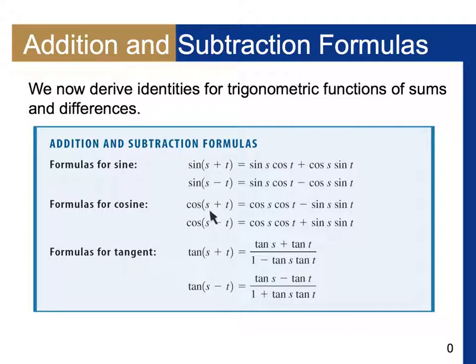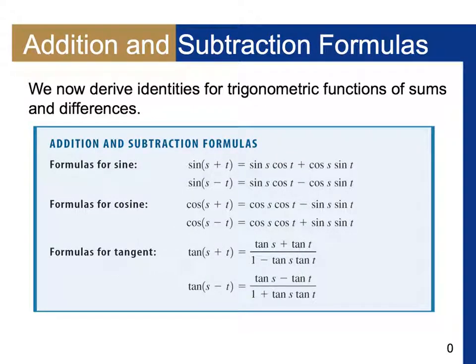Cosine of s plus t is the cosine of the first angle times the cosine of the second angle minus the sine of the first angle times the sine of the second angle. So this is cosine times cosine minus sine times sine for a plus. And for subtracting two angles, s minus t, it would be cosine cosine plus sine sine. So cosine of the first times cosine of the second plus sine of the first times sine of the second. Okay, so you can kind of see a pattern to these, but don't worry about memorizing them.